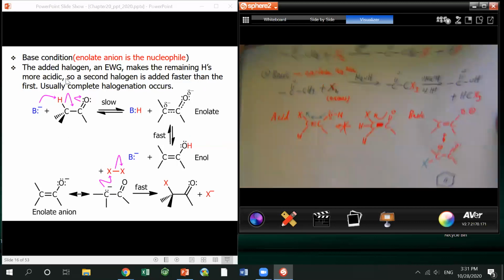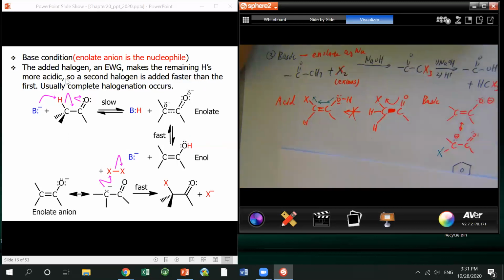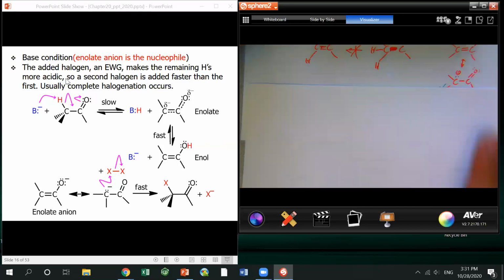Replace as much as possible of the alpha hydrogens, okay. All right, so now the two examples.